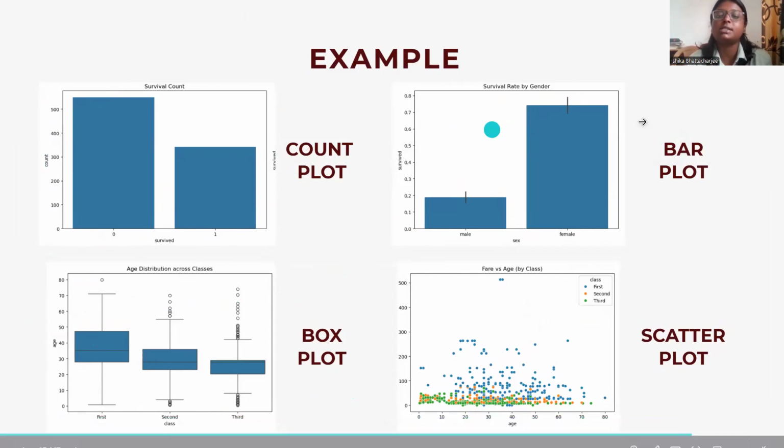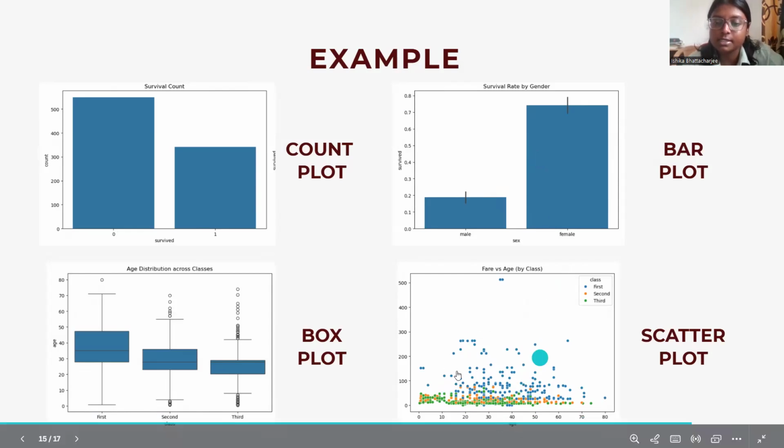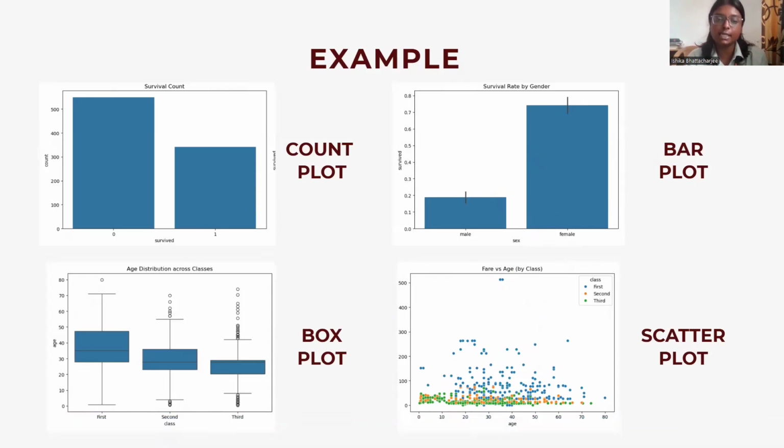Survival rate by gender. This is very clear that females survived more in the Titanic disaster, because obviously the women and children first strategy was there. And this is a scatter plot to show the fare versus age comparison. So this is all what we can do with data visualization, and Seaborn is a tool which helps us do that. It provides us with so many charts, and with a few lines of code, we can get these beautiful charts. So it is one of the tools we can use for data visualization.